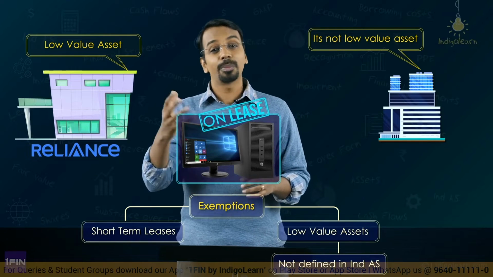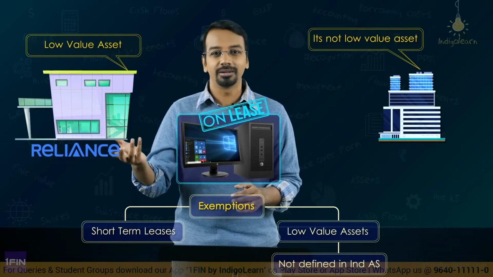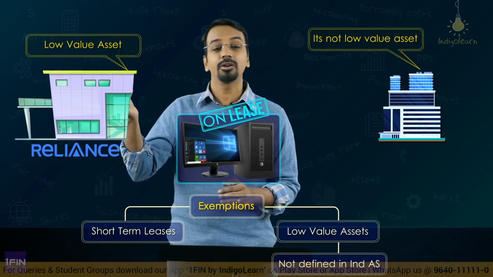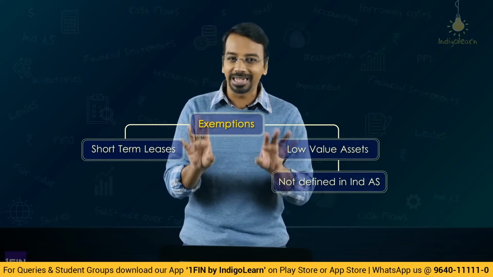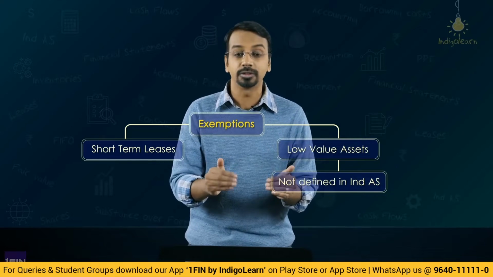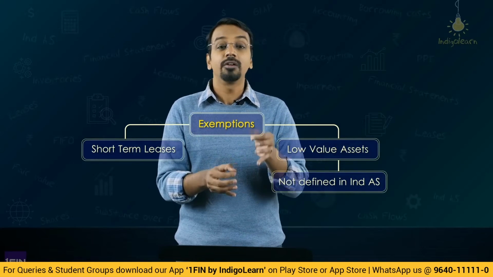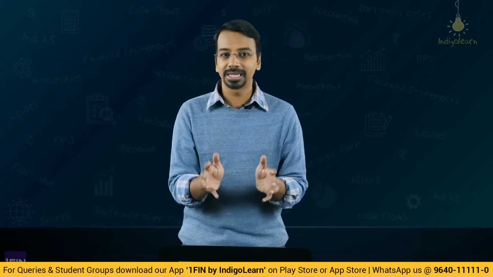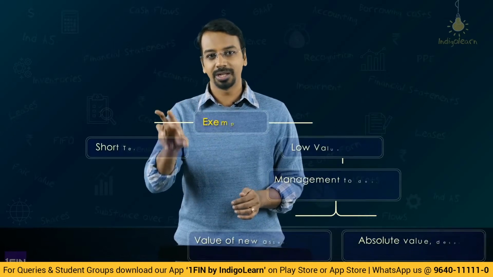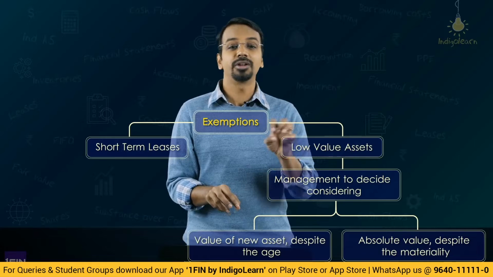Because for a company like Reliance, even a car may not be material. See, 2 lakh crores of revenue, a car worth 5 lakh may not be material. So there, what the standard says is, for lease purpose, don't take materiality related values, take absolute values. And these absolute values should be for a new asset. Meaning to say, if I have taken a 10-year-old car on lease, don't take the current value of the 10-year-old car. Take the value of a new car. So basically, whether an asset is of low value or not has to be decided based on the value of a similar new asset, in absolute terms, and not based on materiality.